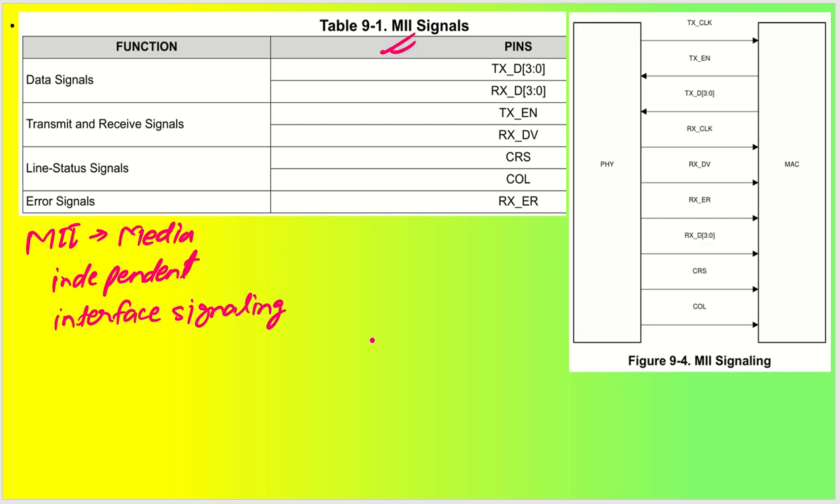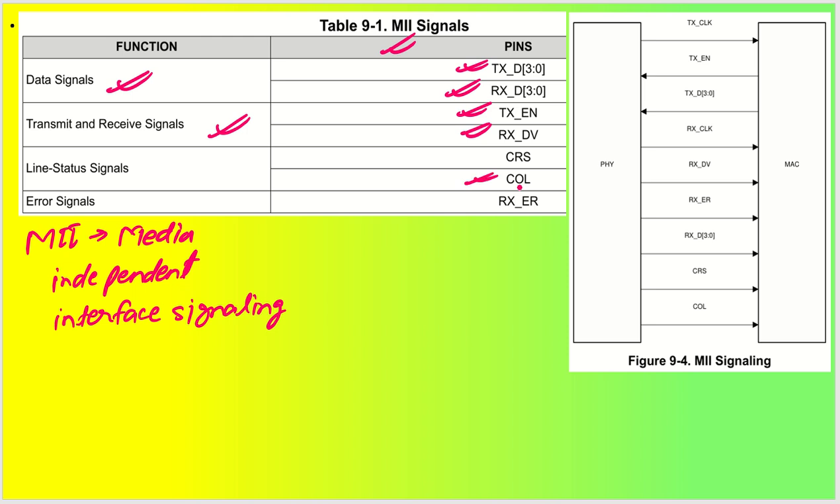So we saw reduced MII, now we will talk about MII signal. As you can see, in MII signal we have data signals of 4 bits transmit and 4 bits receive, right? Then we have transmit and receive control lines, which are the transmit enable signal and the receive data valid signal, okay? And then we have line status signals, which is CRS, that is your carrier sense signal. And we have COL, that is nothing but your collision detect signal, okay?